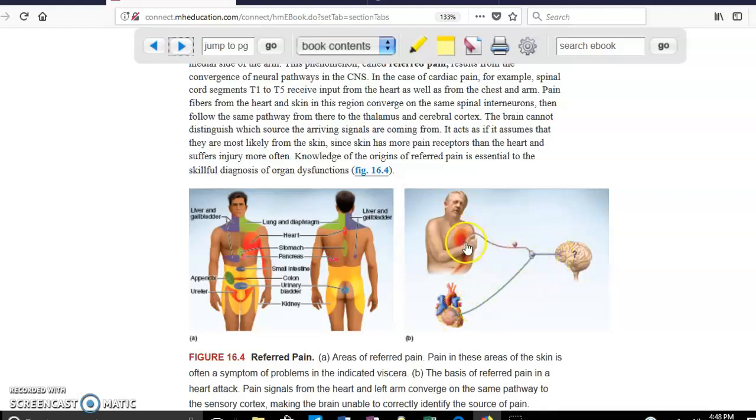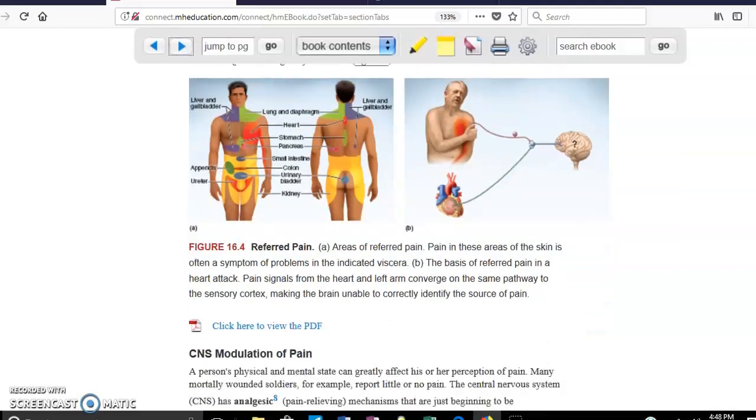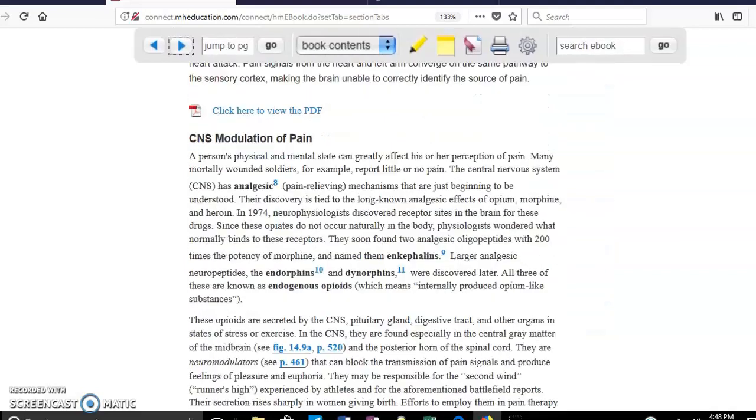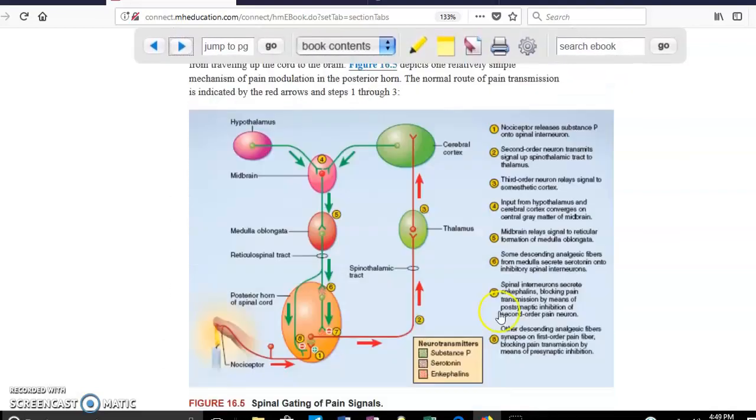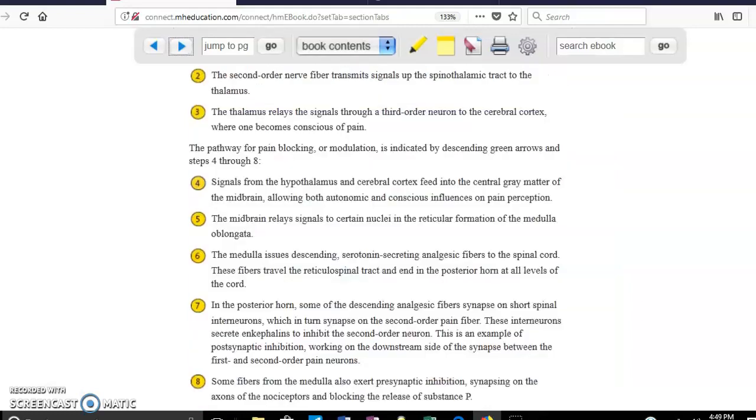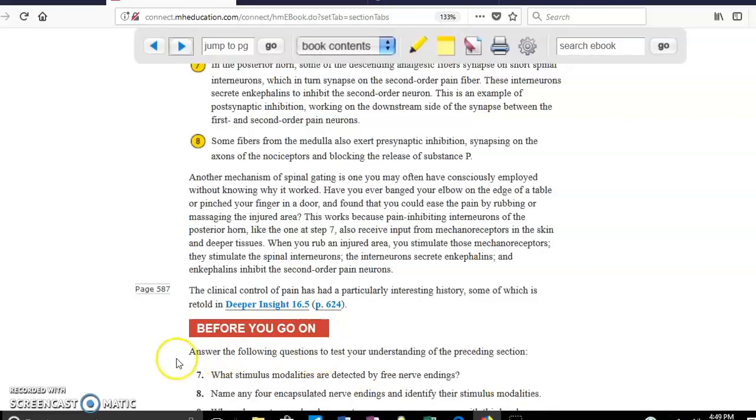So that's why you feel pain in multiple different areas. That's called referred pain. CNS modulation: how do you modulate pain? Endorphins. In this case, it's heat. So you can see here you have the receptor. The nerve is going to be in red, sensory nerve, and sends information to your brain. So we scroll down, and that's about it for this part.